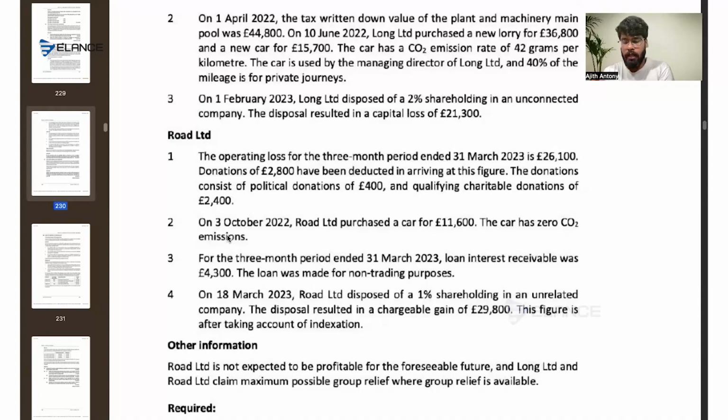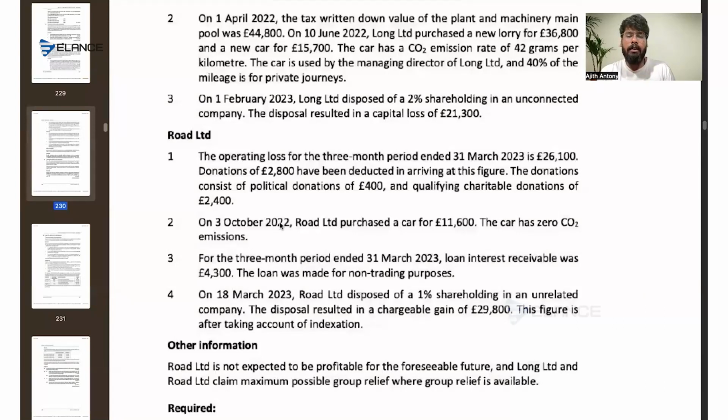Actually, they are starting the trading on 1st January 2023, and they are purchasing the car in 2022. So it's a pre-trading expenditure. Any company having pre-trading expenditures within 7 years prior to the date of starting the trade can deduct all of those expenses as expenses of the first day of the trade. Okay, that is the rule.